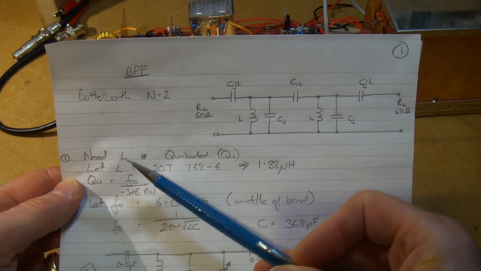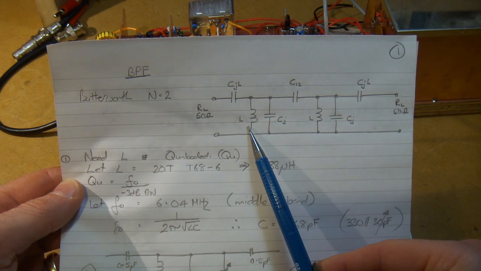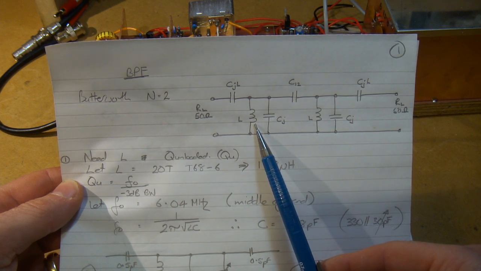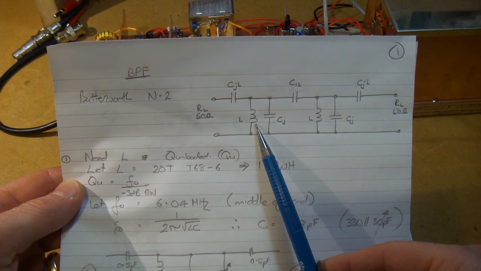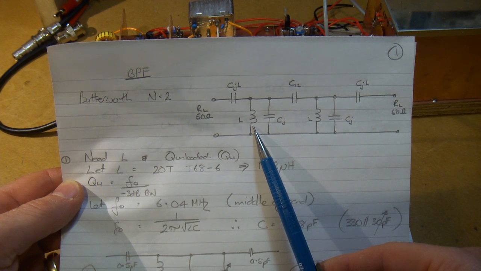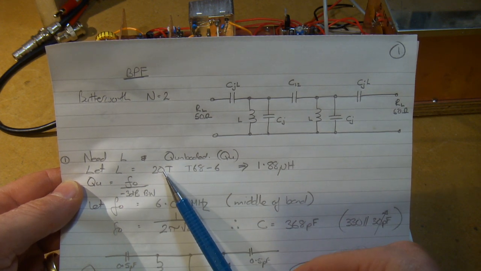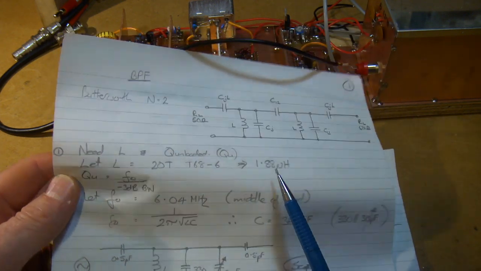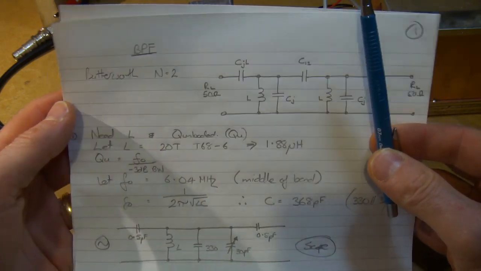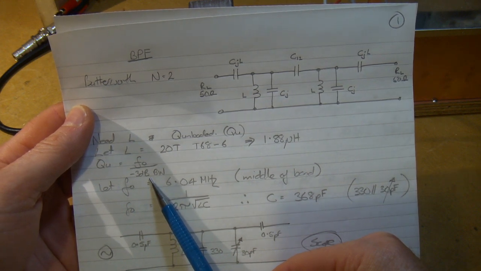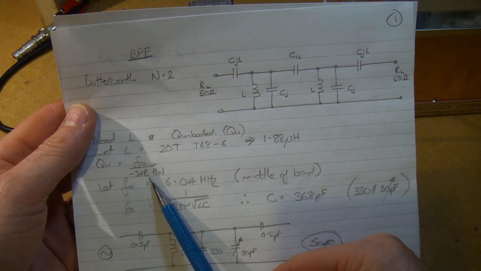Now, you do need, as a starting point, to know what your inductor is and what the unloaded Q is for that particular inductor. Using some guidance out of Solid State Design for the Radio Amateur, looking at some of the filters used for both the 80 and the 40 meter band, I elected to use an inductor of 20 turns on an FT68-6, which turns out to be 1.88 microhenries. For the unloaded Q, it's the frequency of oscillation divided by the minus 3 dB bandwidth for that particular parallel circuit.